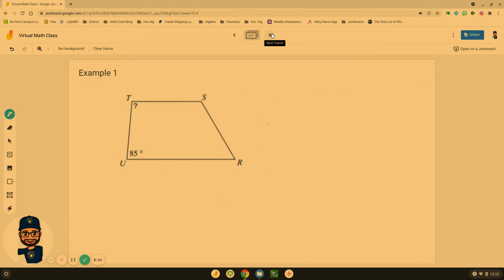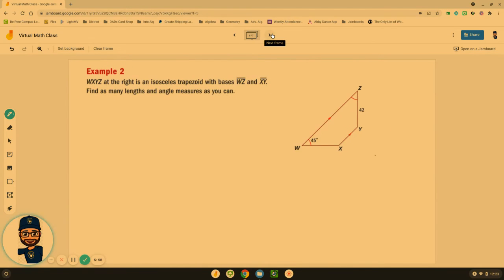So here's an example. What should angle T be in this picture? Well, the property says that if this is a trapezoid, and I probably should have put the parallel sides on there, but this is a trapezoid, then these two have to total 180. So angle T plus 85 have to equal 180, and if we solve that, T would have to equal 95 degrees. So it's a basic level of understanding that together they're supplementary. Example 2 expands it a little bit.